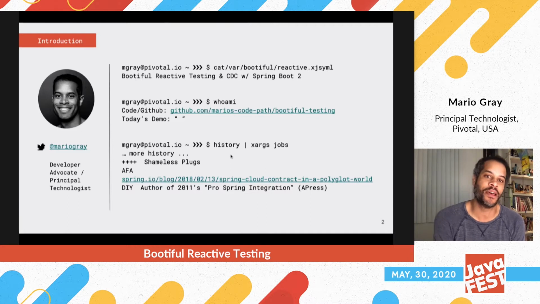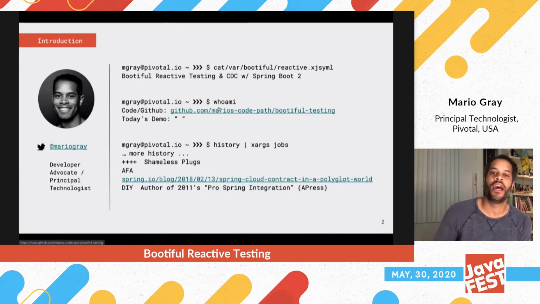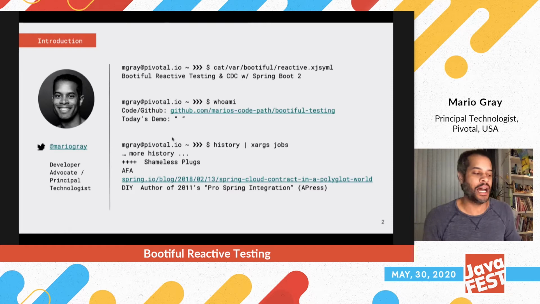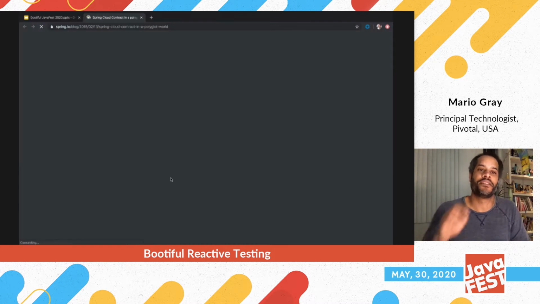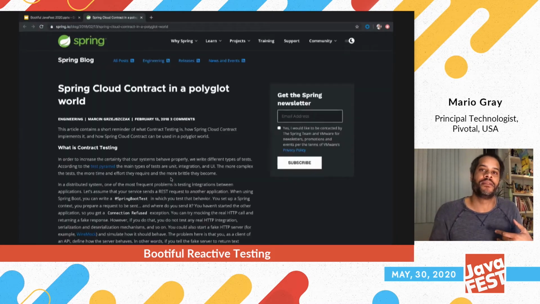The name of this talk is Bootiful Reactive Testing with Consumer-Driven Contracts and Spring Boot 2. If you want to see the source code for the demo, hit this link at GitHub, Mario's code path, Bootiful testing. Today's demo will be marked as JavaFest, and you can also check out this blog post that I like to show people. It's a little blog post about Spring Cloud Contract testing in the cloud paradigm, right?